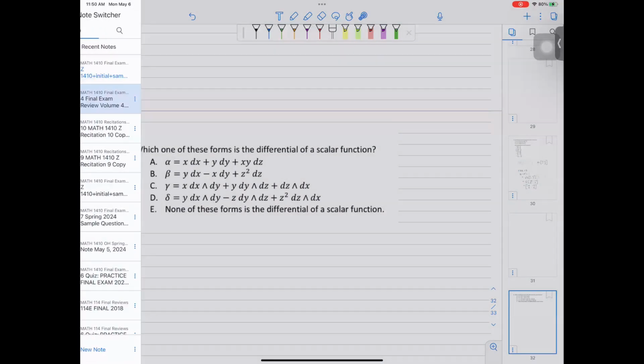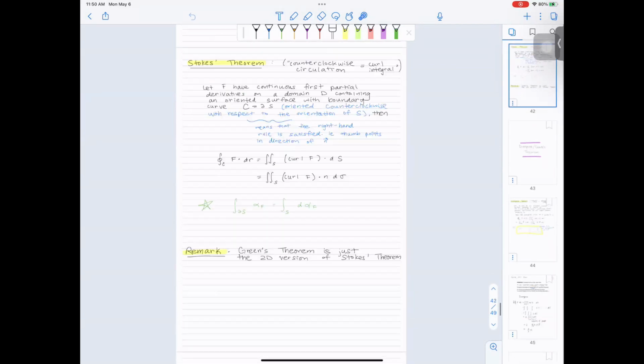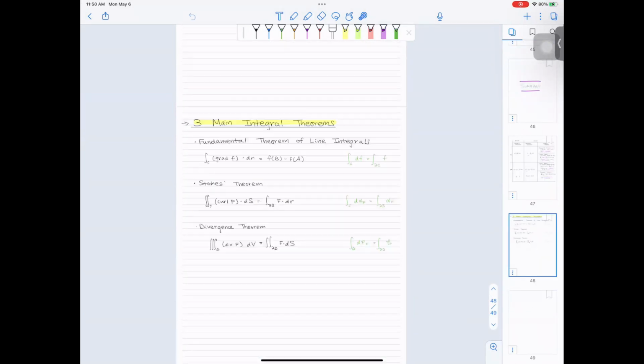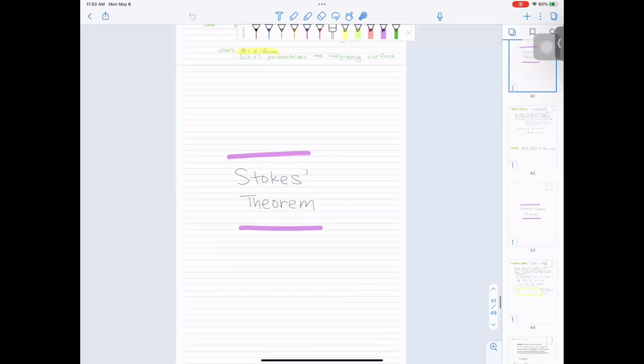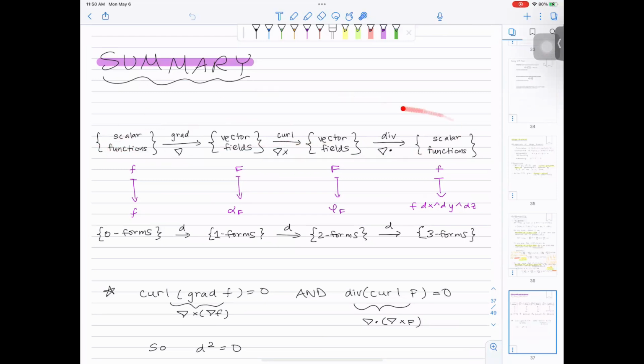So let's recall from my little summary, what is the relationship between the vector language and the forms language? Hopefully I have it somewhere here. Yeah. The relationship between the forms language with scalar functions, vector fields, gradient, curl, divergence, and their respective forms version. Well, any scalar function is written as a zero form. What is a zero form? It's that function itself. Like if I have some scalar function 3x plus 2y, the zero form is still 3x plus 2y.